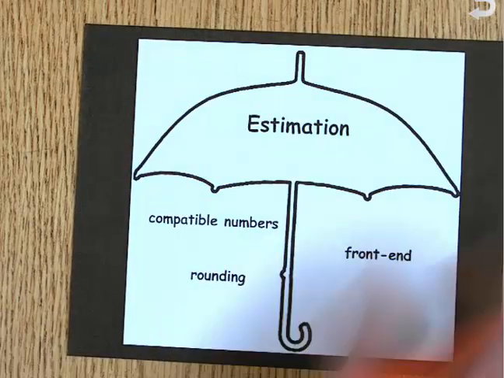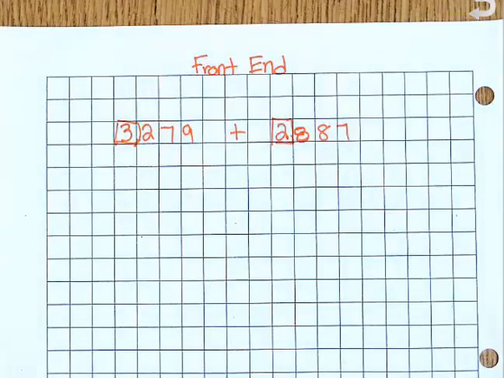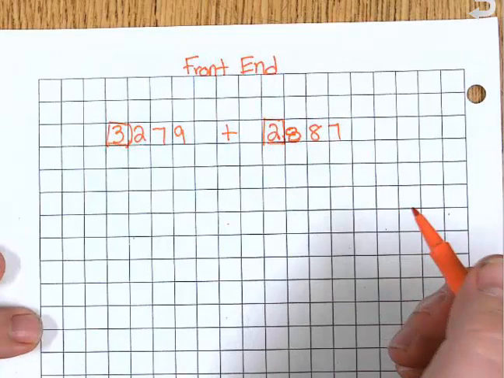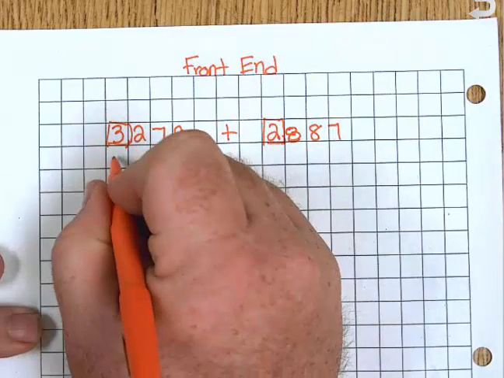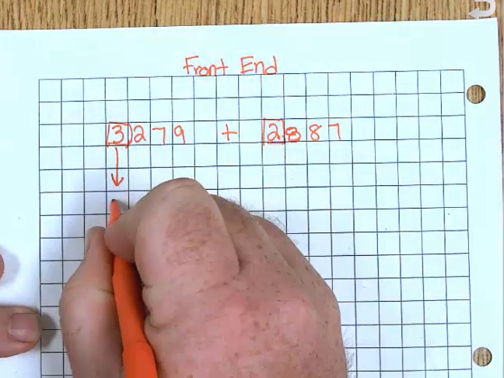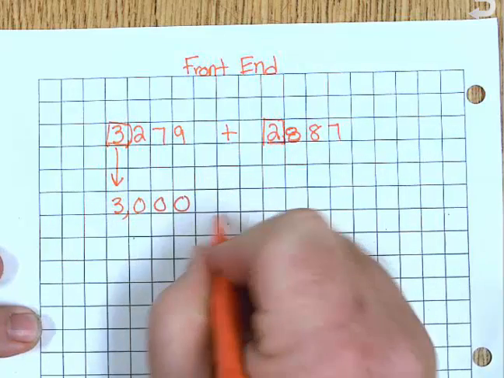The last method that we're going to talk about is front-end estimation. In front-end estimation, instead of rounding each number to a given place value, you round to the very front number and change the rest of the numbers that follow to zeros. In this example of 3,279 plus 2,887, the 3 would stay the same, and the last 3 digits will change to zeros.